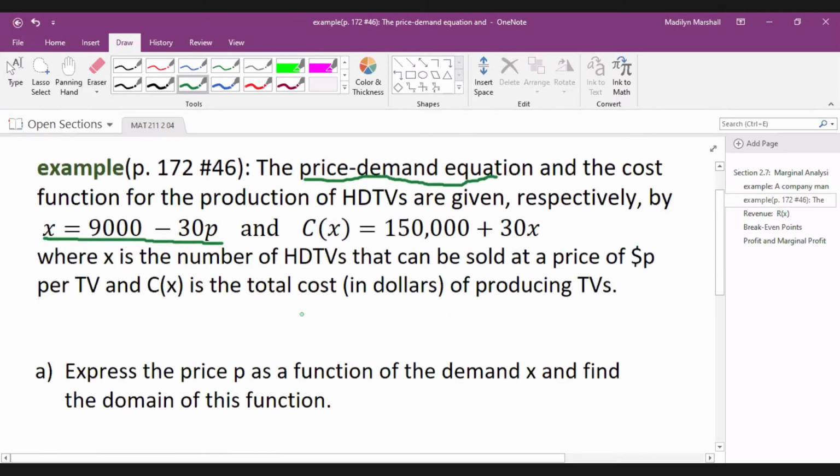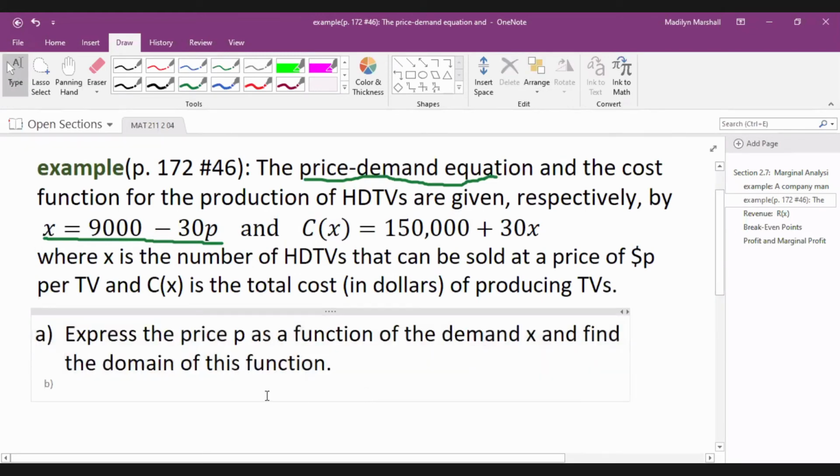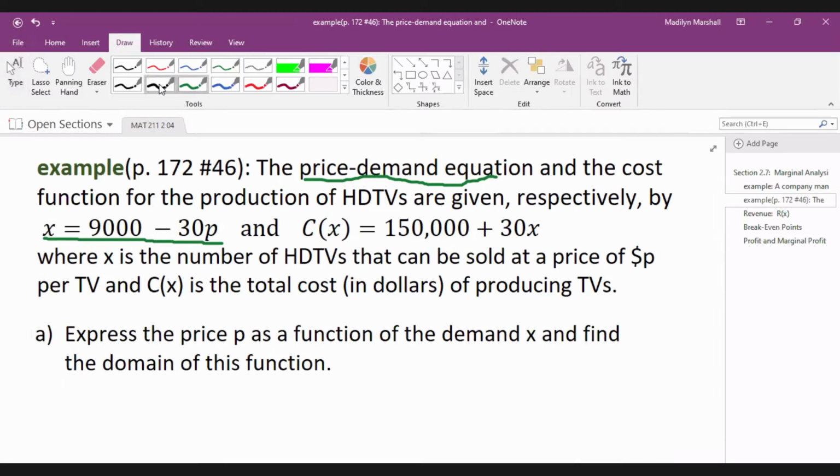So our first question, and this problem is going to have multiple parts we're going to work through, and we're going to be working with these equations for a while. Our first part, part A, is to express price P as a function of the demand X and find the domain of this function. We're going to hold off on the domain for just a moment and look at how to express P as a function of X. So this is our price demand equation.